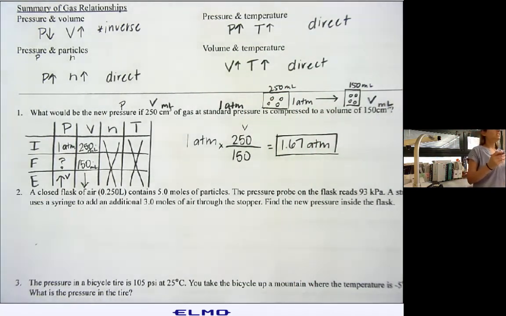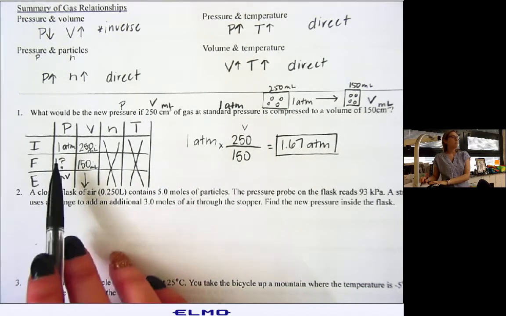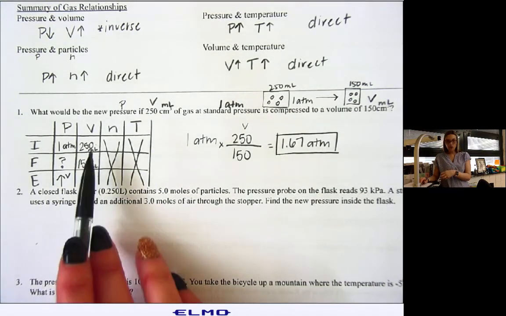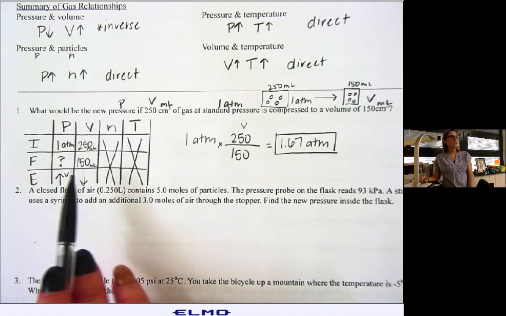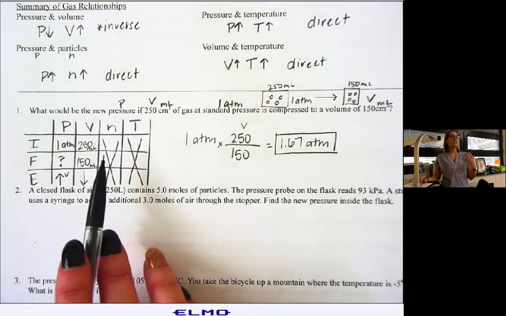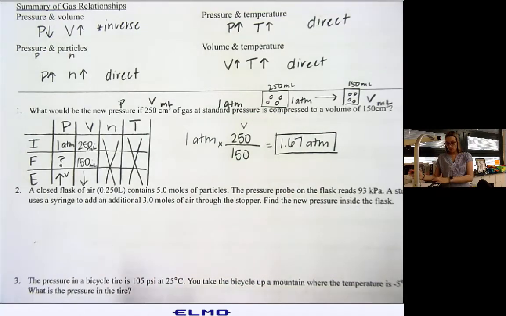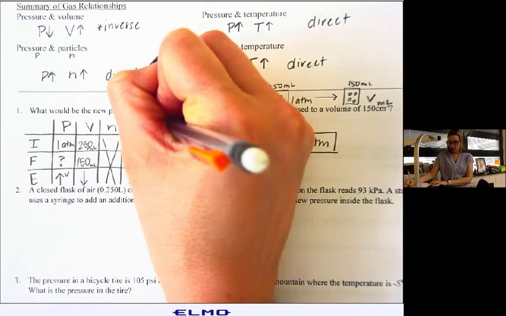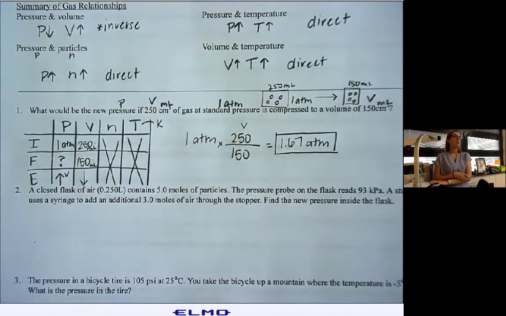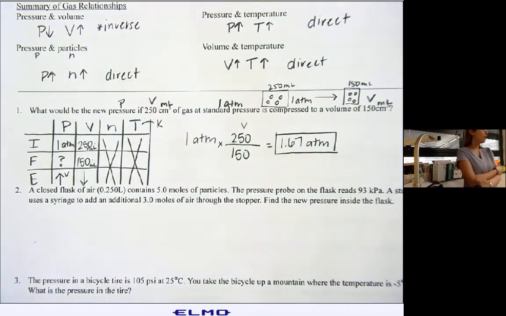So the PVnT table just allows you to organize all of your information. Pressure can be in any unit as long as they're the same. Volume can be in any unit as long as they're the same. Number of particles, any unit as long as they're the same. The only one that we absolutely have to change is temperature. Temperature has to be in Kelvin because sometimes you're going to notice that you're given negative degrees Celsius. You can't have negative temperatures when you're dealing with gases. So you always have to convert to Kelvin.